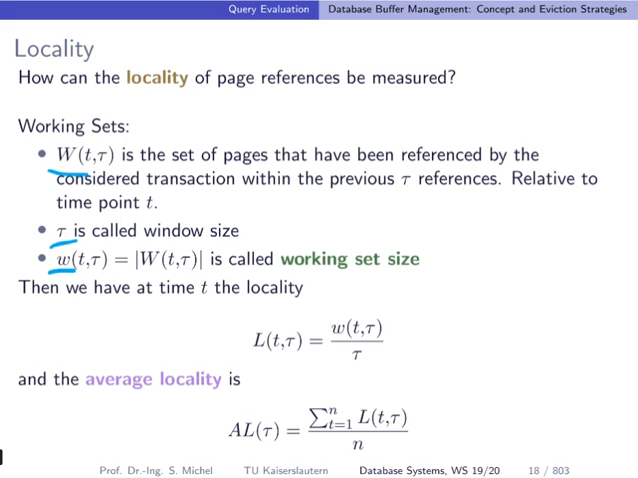So basically this means we have a transaction, we look at a certain time point, and we look at the distinct number of pages this transaction has accessed within the last tau references. This cardinality divided by the window size is called locality, L. And the average locality for this specific transaction is then the average over all the time points. So we sum up locality over all time points and divide by the number of time points we have considered. This is called average locality for one specific transaction.